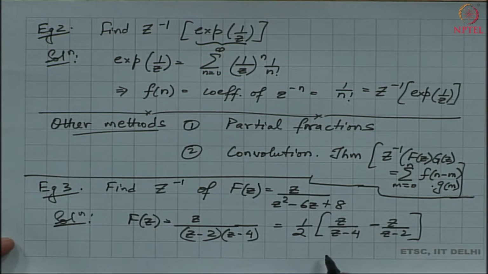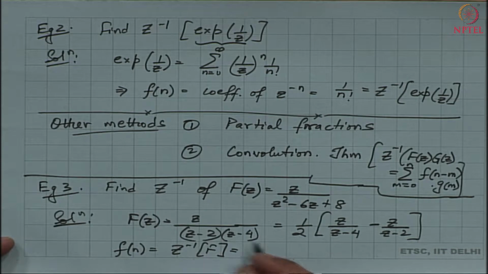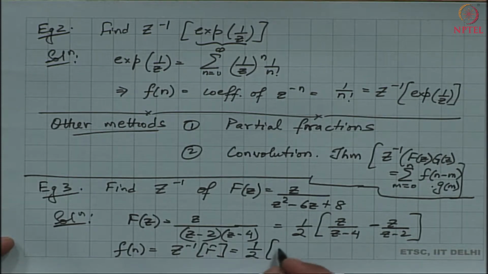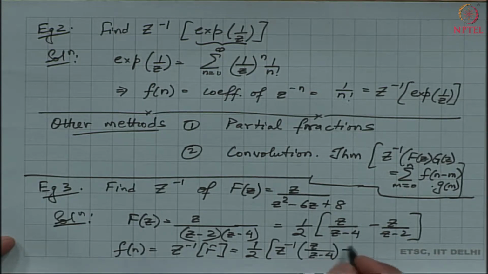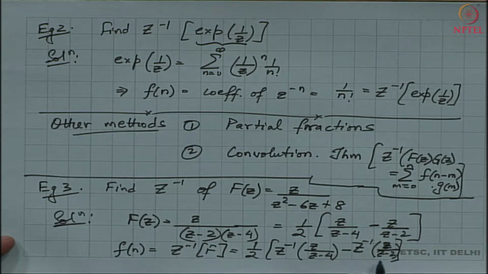To find the inverse transform, let me call it f of n, which is the inverse transform of capital F. This is nothing but half of the Z transform. I can take this factor out because the inverse Z transform is a linear operator. So, this becomes the inverse transform of z by z minus 4 minus the inverse transform of z by z minus 2. All I have to do is find the inverse transform of these two functions, which can be found right away.